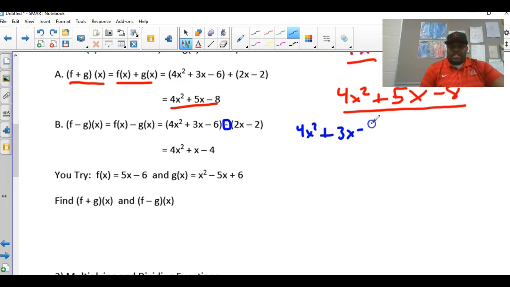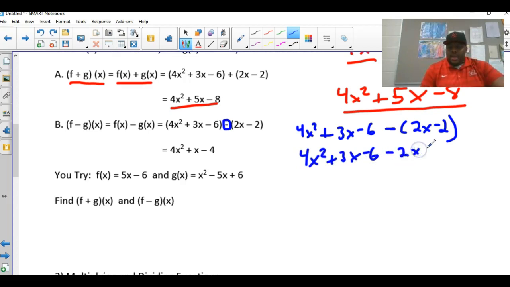Plus 3x minus 6, and we're going to subtract. I put the parentheses here because we have to distribute the negative. You always have to distribute the negative. So that's 2x minus 2. When you distribute the negatives, you get 4x squared plus 3x minus 6 minus 2x and plus 2. From there, again, it's just putting like terms together.